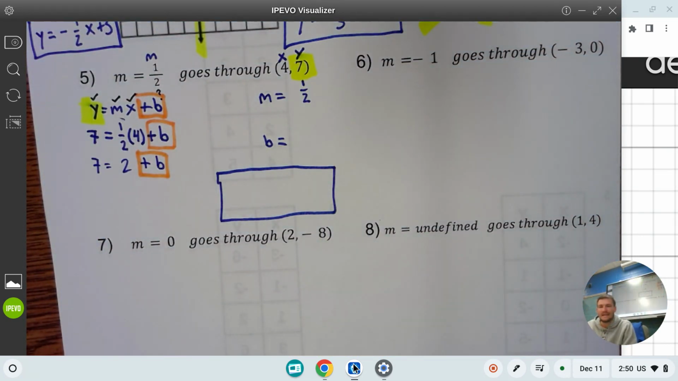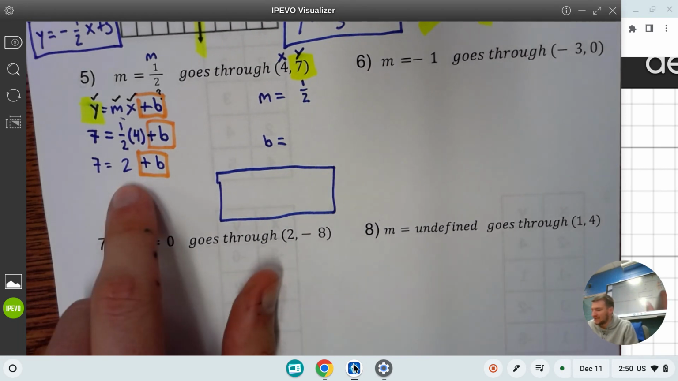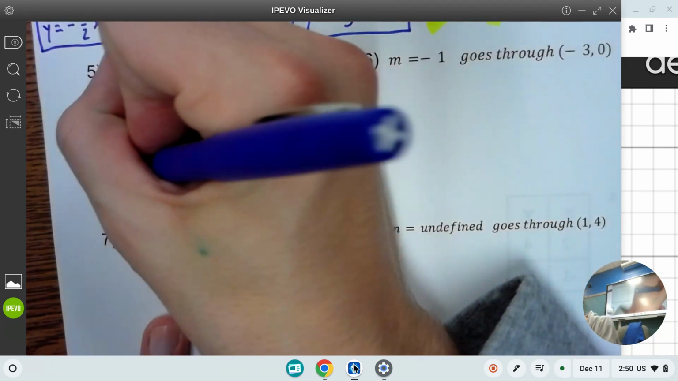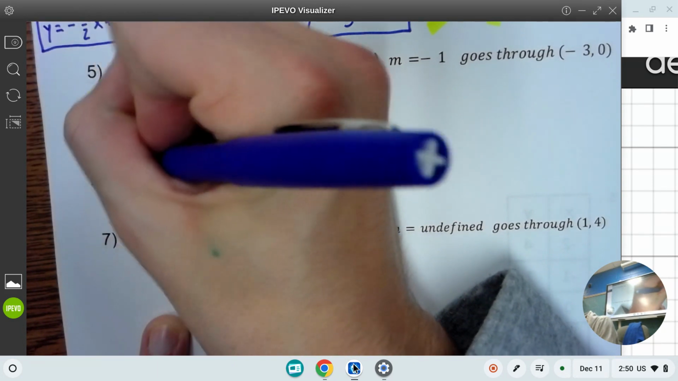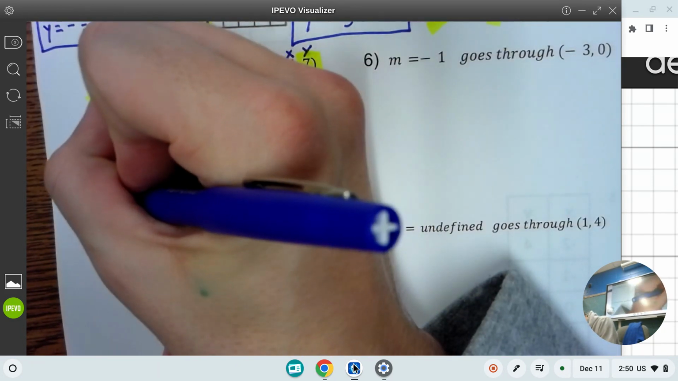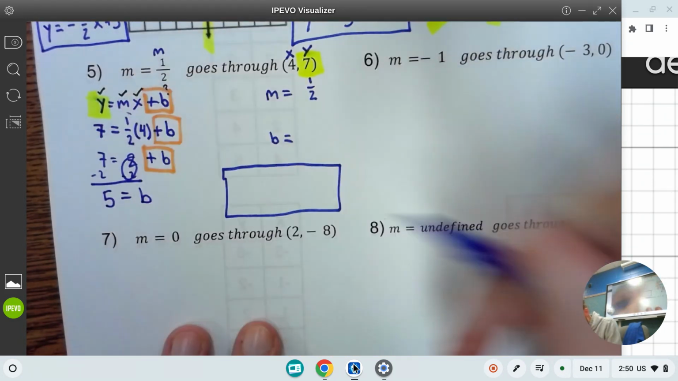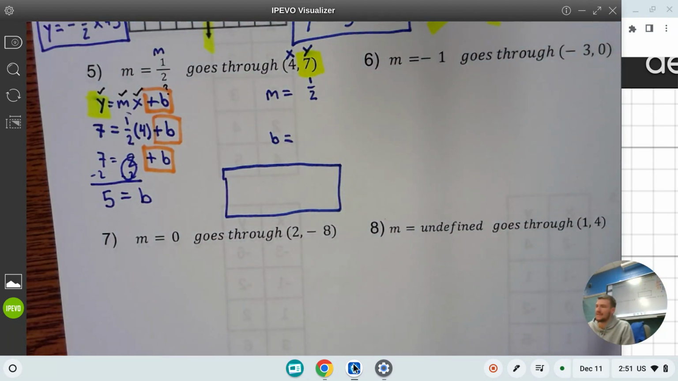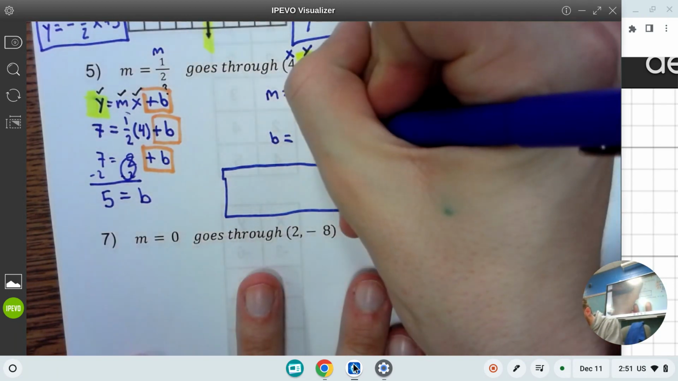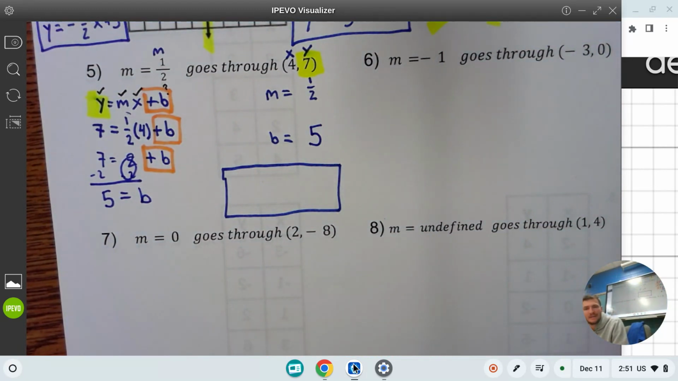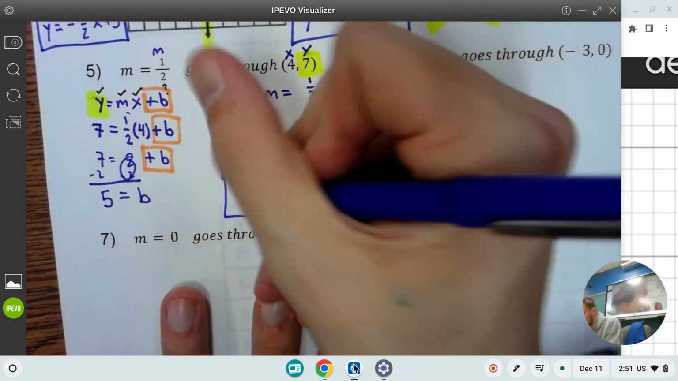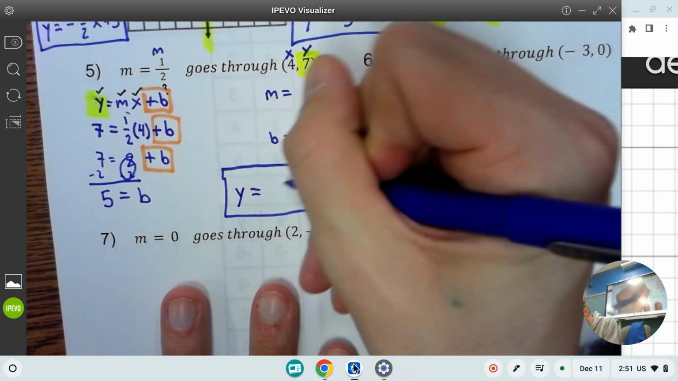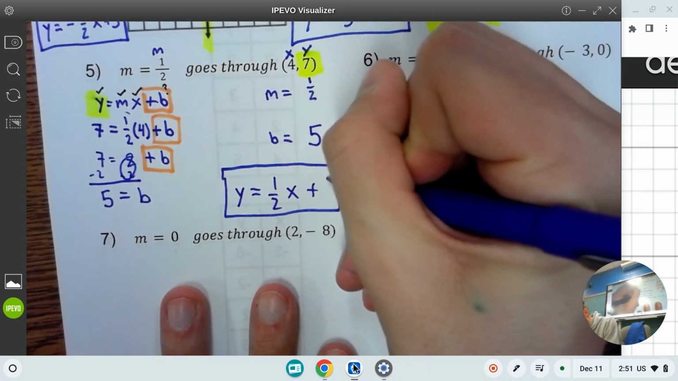We multiplied it. Now it's time to move it. How do you move a positive 2? Minus 2, minus 2. And what's 7 minus 2? 5. So we got 5 equals b. Perfect. That's what we were looking for. We were looking for the b number, and we found it. Don't forget to finish the question, right? The people that hired you want a complete report. And so you got to tell them, hey, listen, I figured everything out. Y equals 1/2 x plus 5.